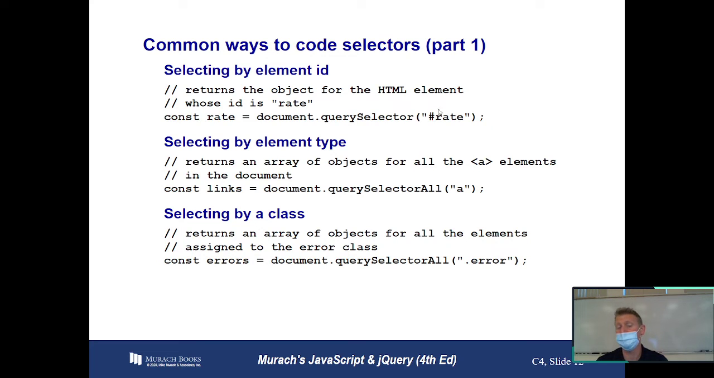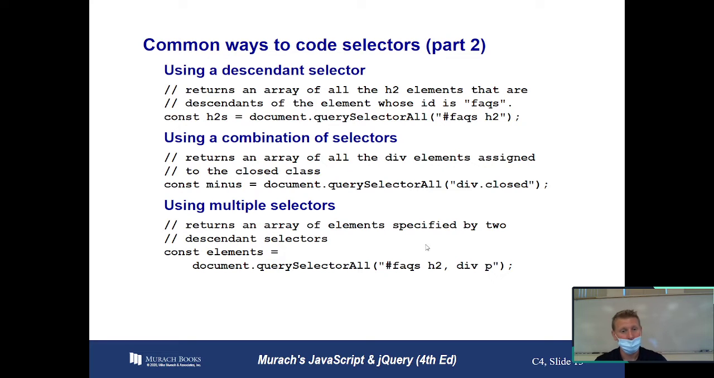So what did they really do? Now we're selecting by IDs, by element type, this is the anchor element, and by classes. That's cool. Look, querySelectorAll: let's select all the H2s that are in the FAQ ID, and let's select all the paragraphs that are in the div. This is just a normal CSS selector. Let's select all the divs with a class of closed. Again, it returns an array. So querySelector returns a single thing, querySelectorAll returns an array.